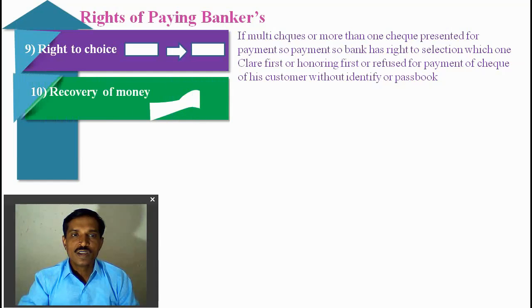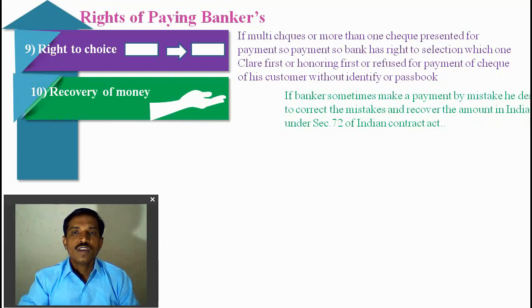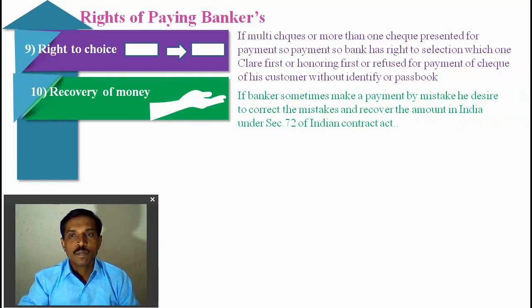The next is the recovery of money. If the banker sometimes makes a payment mistake, the banker can correct the mistake and recover the amount in India under Section 72 of the Indian Contract Act. If by mistake the banker sends money to the wrong customer, the bank has the right to recover their money as per Section 72 of the Indian Contract Act.